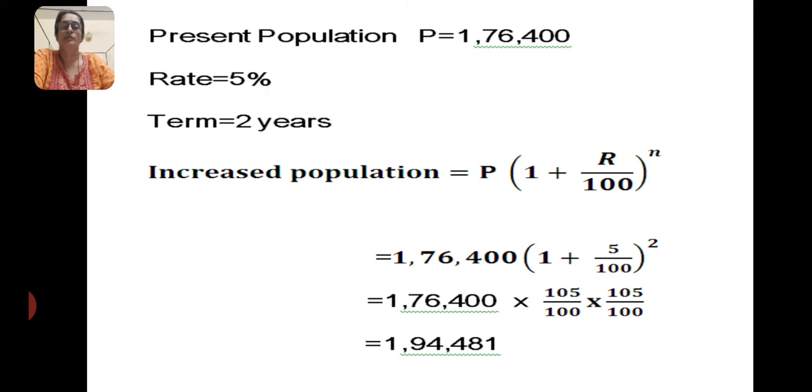So put these values in the same formula. Increased population is P in the bracket 1 plus R upon 100 raised to n. P is 1,76,400. 1 plus rate is 5 upon 100 raised to 2. So when you add 1 plus 5 upon 100, that is 105 upon 100 into 105 upon 100. When you calculate it, 1,94,481 is the population of the town after 2 years.